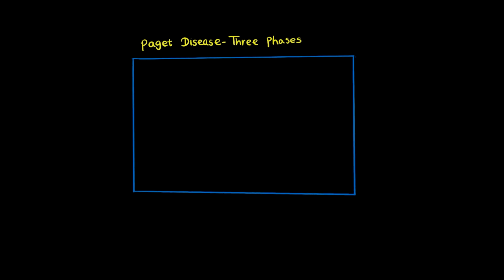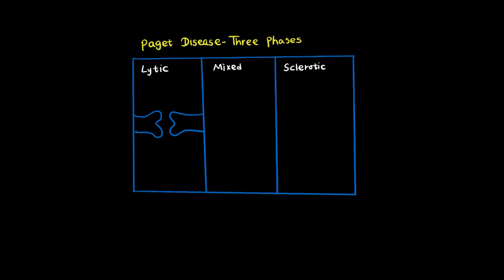Paget disease of bone unfolds like a 3-act play, each phase with distinct cellular chaos. Phase 1, the lytic phase, starts with osteoclasts going rogue, aggressively breaking down bone like an out-of-control demolition crew. Phase 2, the mixed phase, adds construction to ongoing demolition. Osteoblasts frantically build while osteoclasts still destroy, creating architectural chaos.